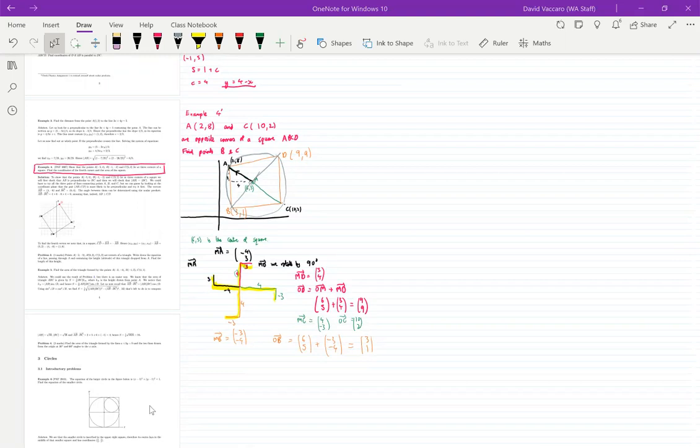I just want to double check people are happy with that example. If so, just put a thumbs up in the chat to say that you're happy. If not, put any questions that you might have now before I continue looking at some more questions. Excellent, lots of thumbs up, which is nice.